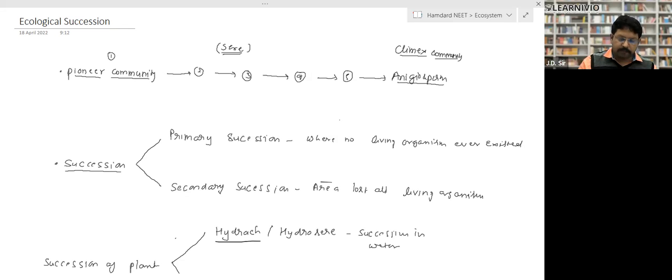So after the class, do one thing. Go through your NCERT, right? And in case you have any doubt or any query, you can ask me in the next class, right?